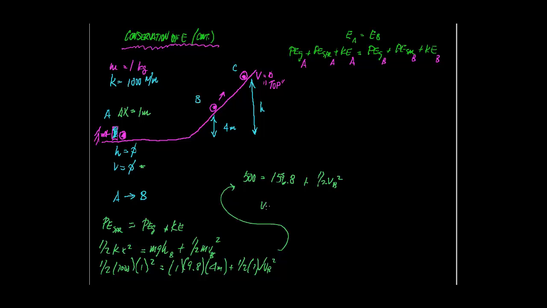Okay? And if we solve for v_B, it's going to come out to be the square root of 500 minus 156.8, that's 343 times 2, and take the square root of that, it comes out to be about 26.2 meters per second, and that 5 minutes went really fast. But that's how fast it's going up the hill here.